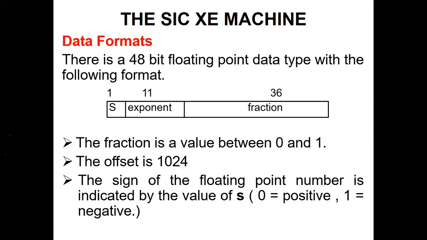Now our fraction, remember when we changed it, it was 0.11001. So our fraction is 11001. So that is what you write, 11001. And then you fill the remaining space with the zeros. The total should be 48 bits. Then you can convert that one to hexadecimal. Is it okay? Brian, is it okay?